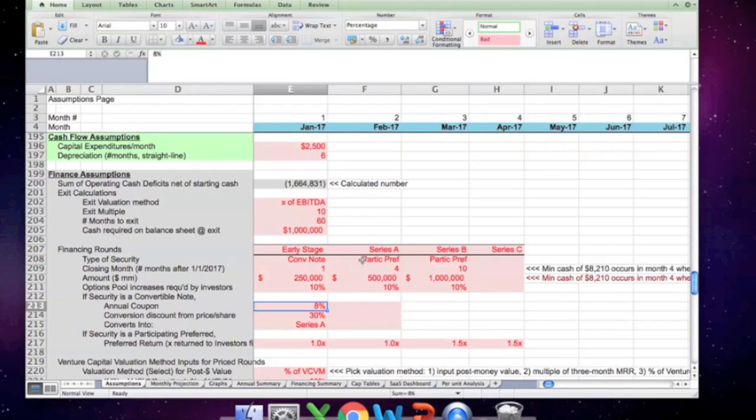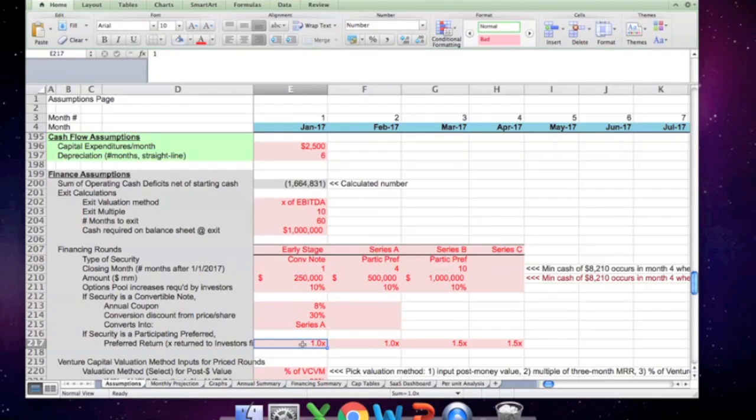If the security is a convertible note, fill out this section. In this case, we have one convertible note, and we're saying it has an 8% annual coupon, a 30% conversion into the price per share in the next round, and the round that it converts into is the Series A round, could be the B or the C, or even early stage.